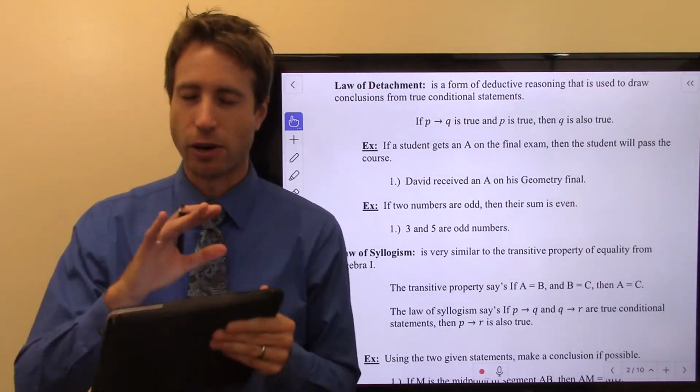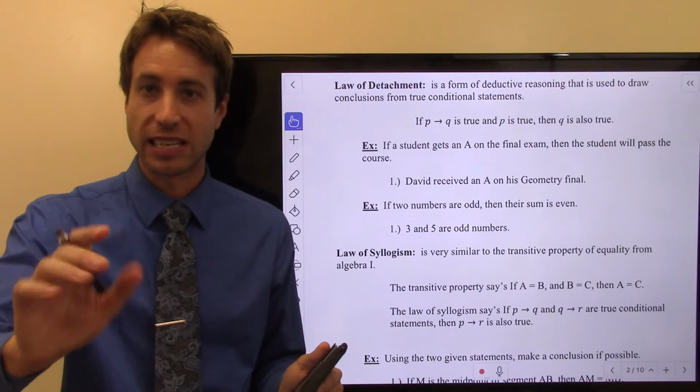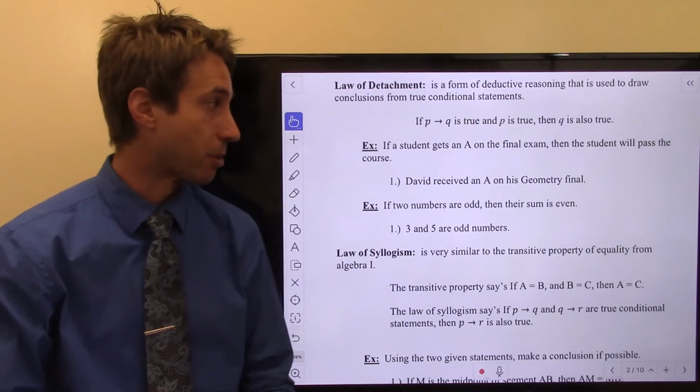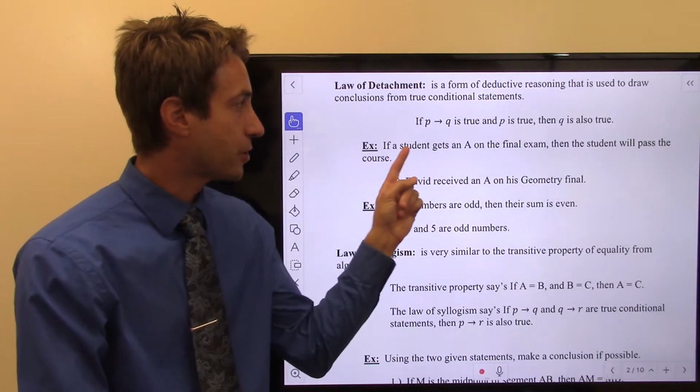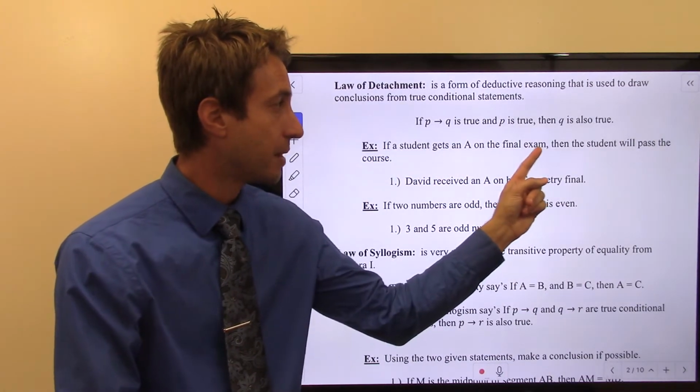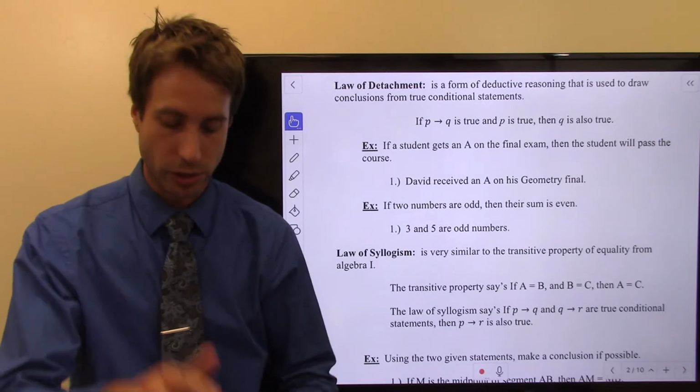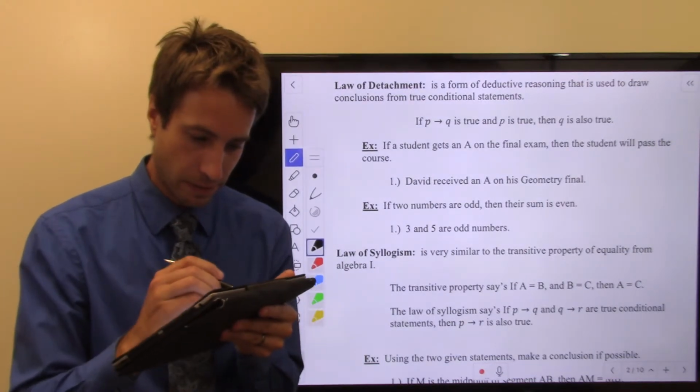I know there are a whole bunch of words, but stick with me. Take a look at this example. It'll make perfect sense. Here's my conditional statement. If a student gets an A on the final exam, then the student will pass the course. Look at this. If, right?